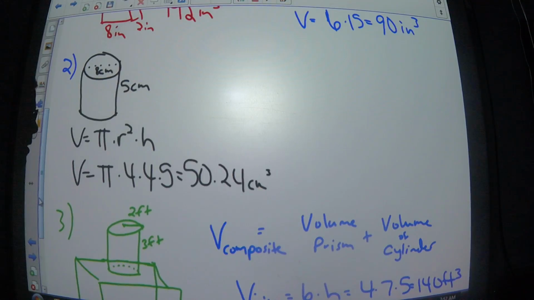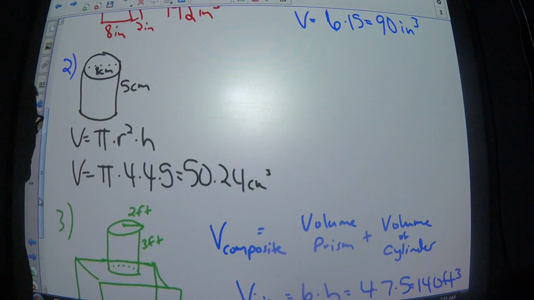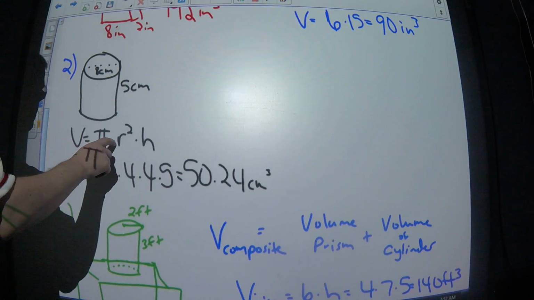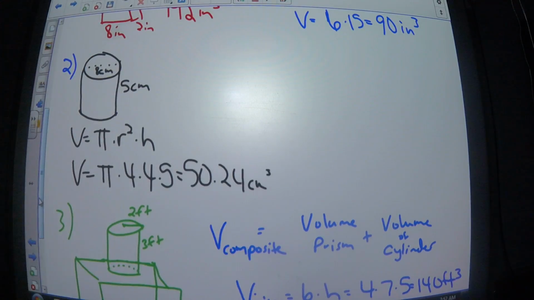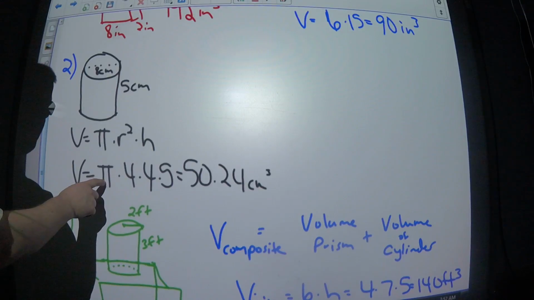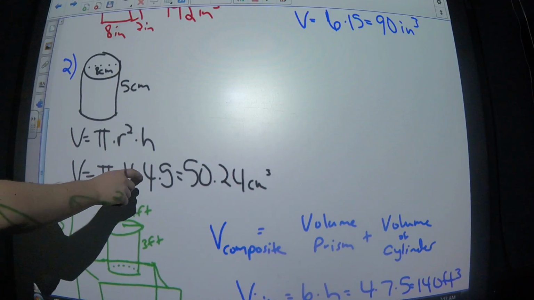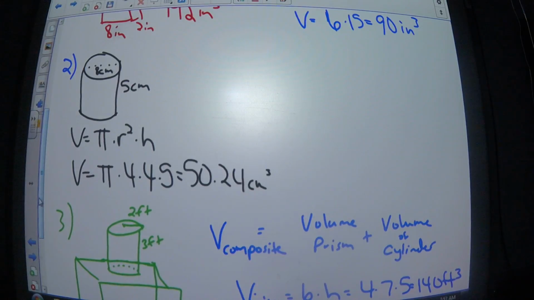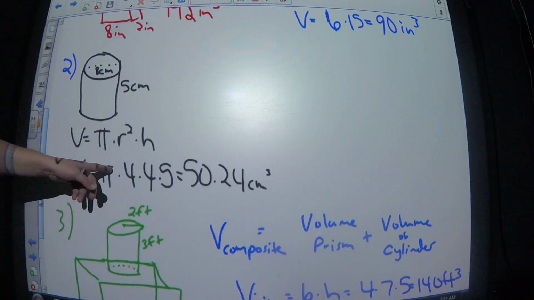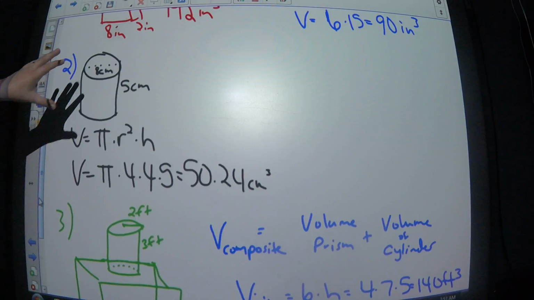Cylinders: you have 2 circular bases, and you have the height of the cylinder. To find the volume, you take pi times the radius squared, which is the area of the circle, times the height, which is 5 centimeters. So the area of the circle is pi times 4 times 4, then times the height, 5. So 4 times 4 is 16. 16 times 5 is 80, and then 80 times pi.